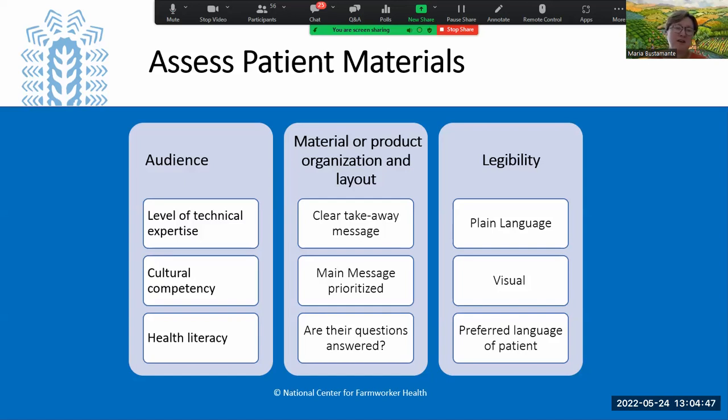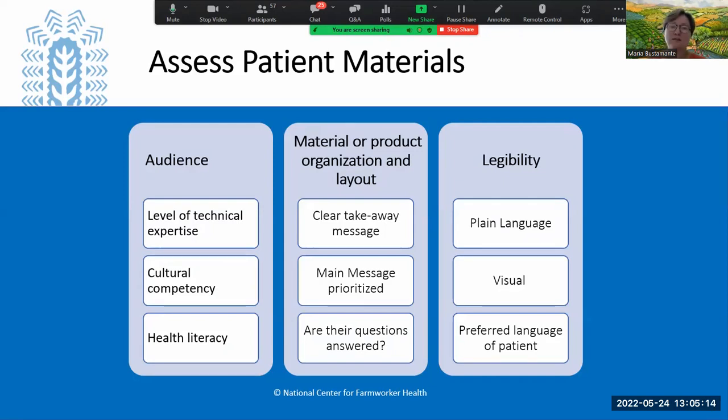And we're going to go into assessing patient materials. Here's a couple of things that we need to take into consideration when assessing patient materials. First of all, who is our audience? That's the basic question that we need to answer when analyzing any patient material. Who is our audience? What's their level of technical expertise?